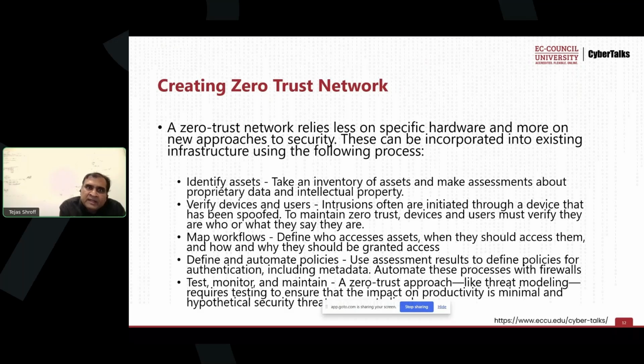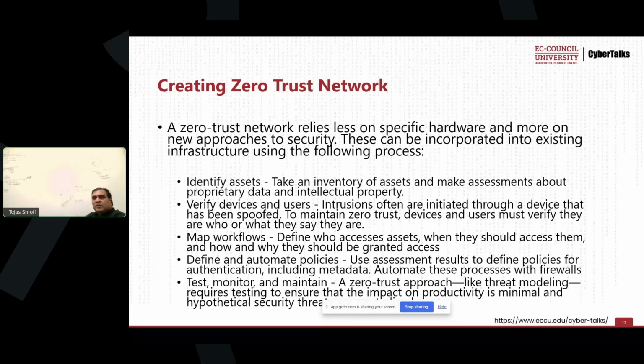You need to identify your assets. A lot of times, you have to do an inventory of assets and make assessments about proprietary data and intellectual property. One of the things which I always discuss in my class, as my first class thing, I always ask my students: if your house is on fire, you have 10 minutes and you have to take 5 things with you which are priceless, what are those 5 things that you will take with you?